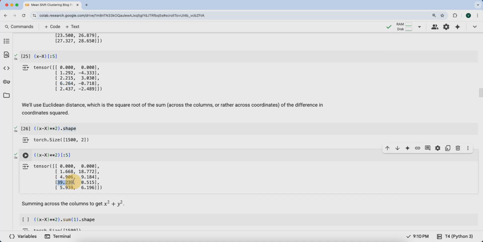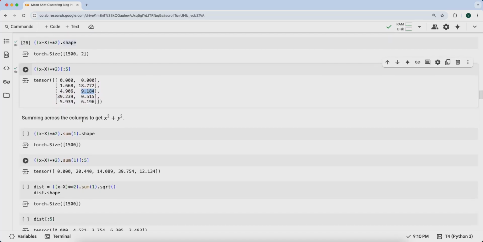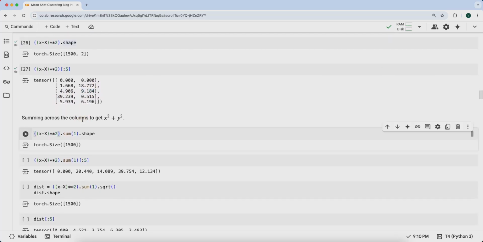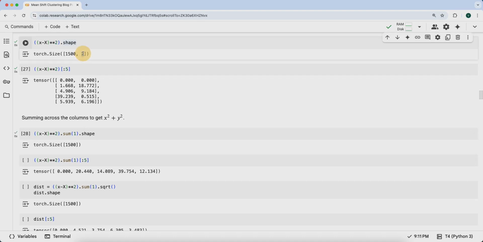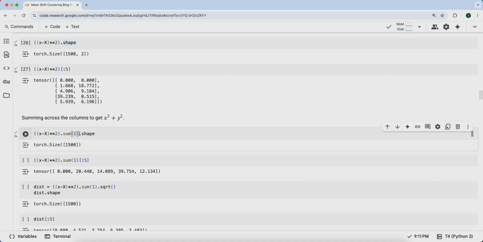6.26 squared is about 40. 3.03 squared is about 9, and so on. And then finally, we can sum across the columns. So across the columns is across the second dimension, which is at index 1. And so we get x squared plus y squared.